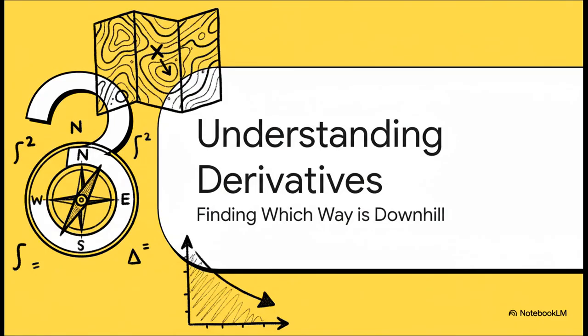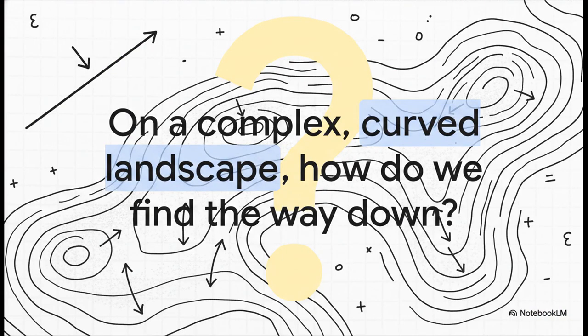All right, so we have our map. We know our goal is to get to the lowest point. The next logical question is, which way do we go? For that, we're going to need a compass. And our mathematical compass is something called the derivative. And this is the real problem, right? On a simple, straight, flat slope, it's pretty obvious which way is down. But on a complex, constantly changing curve like our error landscape, the downhill direction changes at every single step. So how do you figure it out?